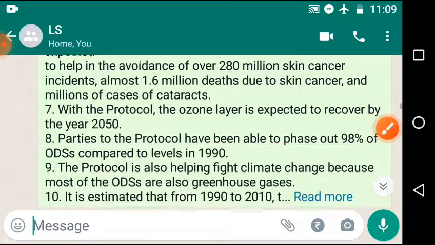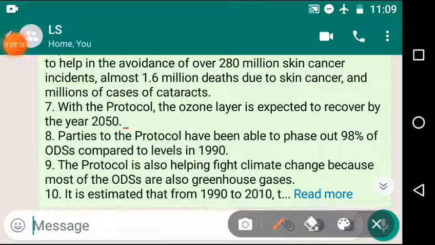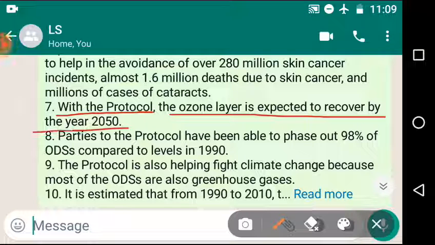Now, according to the protocol, ozone is expected to recover by the year 2050. So within 2050, according to the protocol's plan, they have said that the ozone layer will be fully recovered.